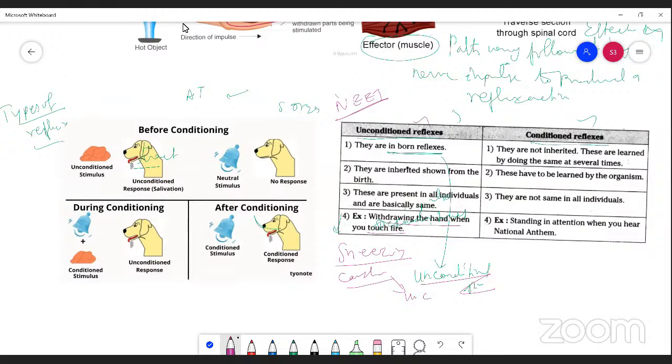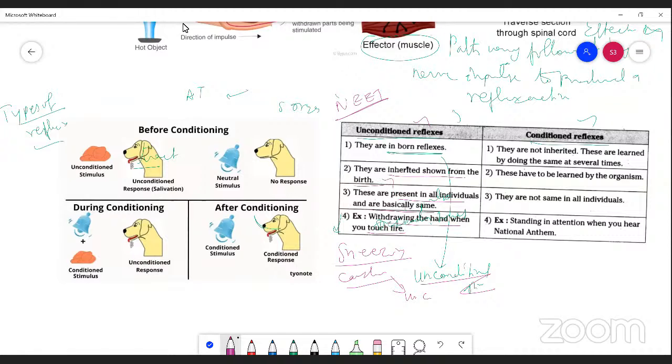These characteristics are present in all individuals. These are the unconditional reflexes. They are inherited and shown from birth itself. You can see these characteristics from birth, so that is called the unconditional reflex.